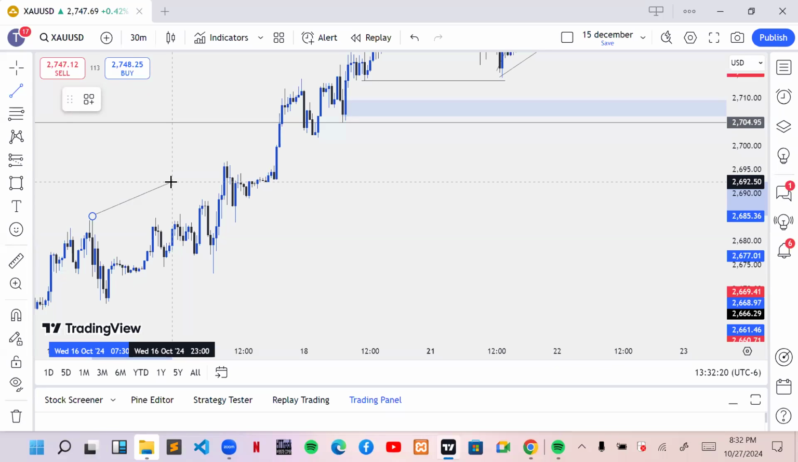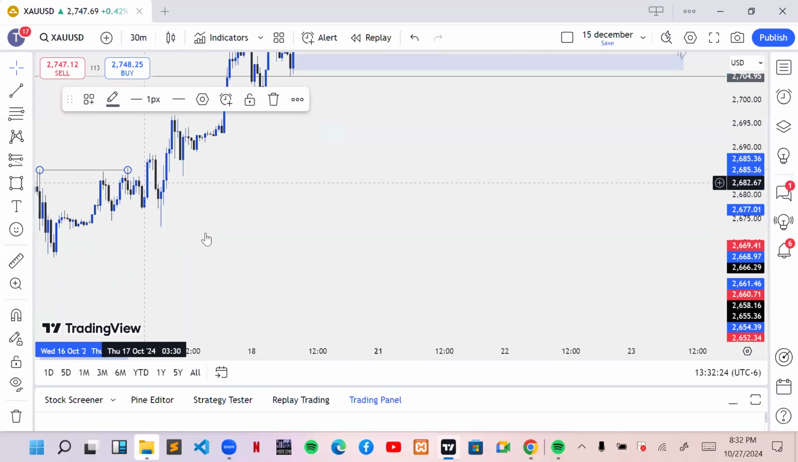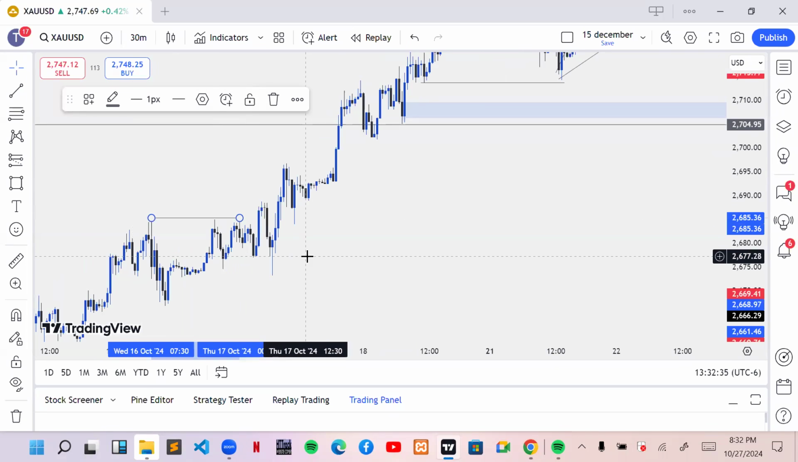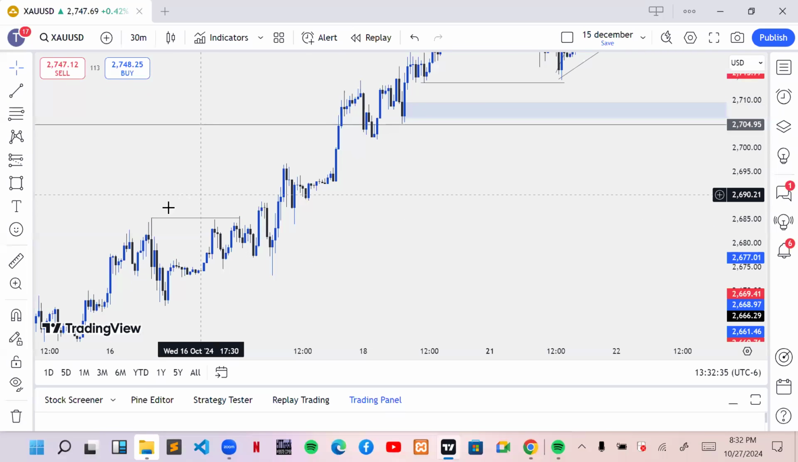So I think I can spot an equal high here. Most people will say this is a double top, and then they will start selling from here. This right here is liquidity, and the market has to take out that liquidity first.